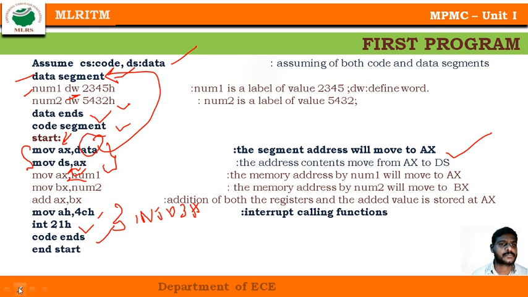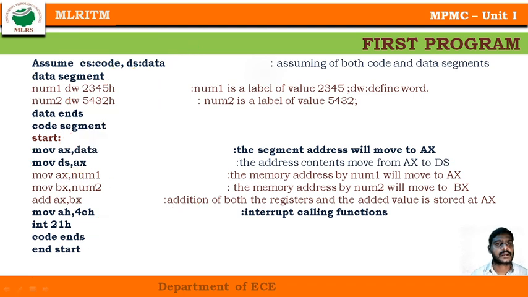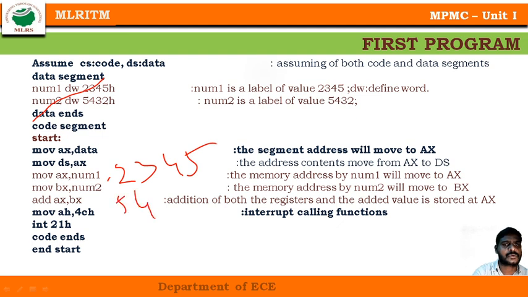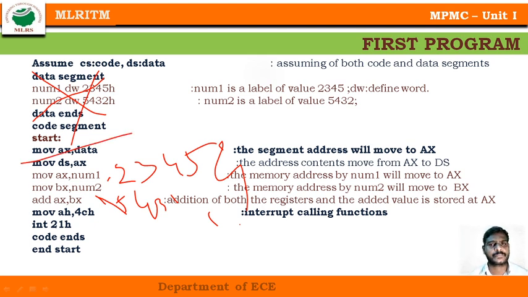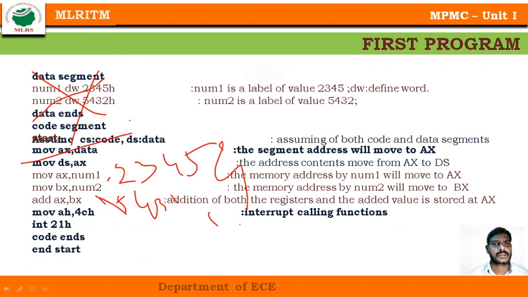For example, if I don't want to use my data segment, I can write directly the numbers here: 2345 is moved into AX and 5432 is moved into BX. That depends upon the addressing mode again. It is direct addressing mode, so these things are not required, and you can execute these 4 lines. This is also not required, so your code is going to run. So that is your first program.